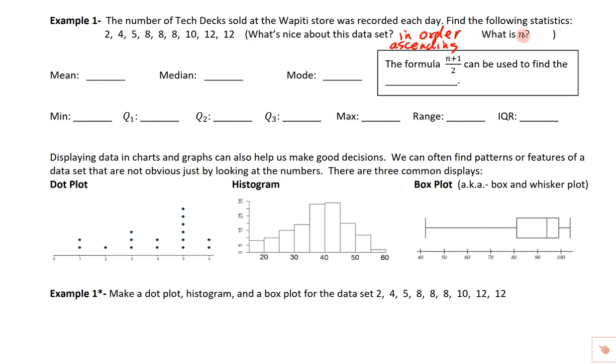Now we also need to know what N is. We need to know how many pieces there are in the data set. So there's 1, 2, 3, 4, 5, 6, 7, 8, 9. There are 9 pieces in the data set.